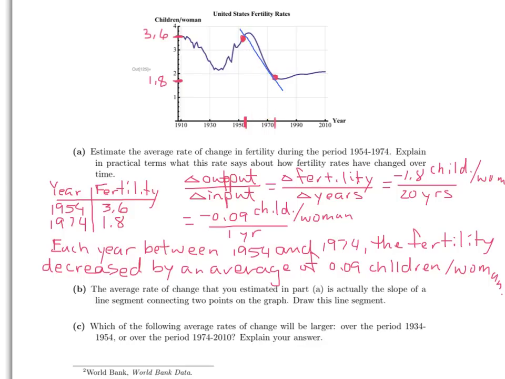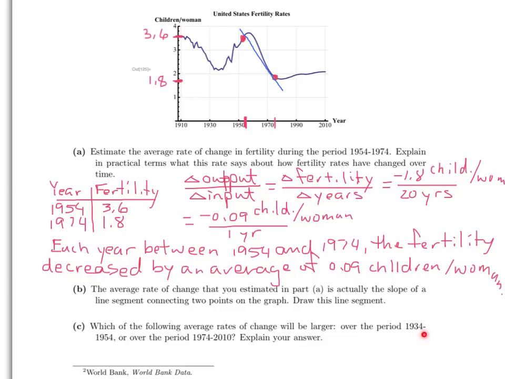Now let's look at Part C. Which of the following average rates of change would be larger? Over the period from 1934 to 1954, or over the period from 1974 to 2010? And explain your answer. To answer this question, we can use what we've just learned. We can think of average rates of change as slopes of line segments. So let's draw these 2 line segments, and then we'll compare their slope values.